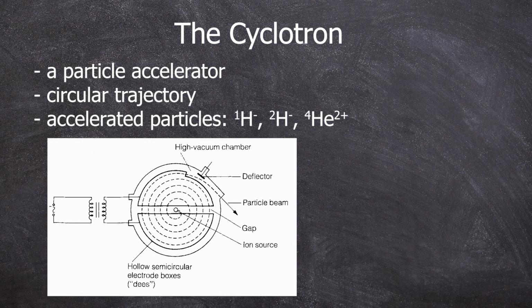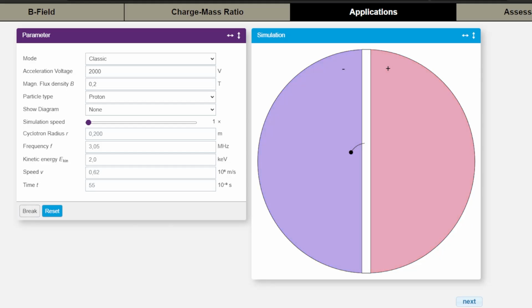In the middle you have the ion source. Let's say our particle is a proton. In our case today, it's actually accelerated as a hydride or H-, but unfortunately this simulation doesn't account for this. At the acceleration electrodes, which are semicircular metal containers, a high frequency generator applies a voltage. One of these plates becomes the negative pole, attracting the positive proton.